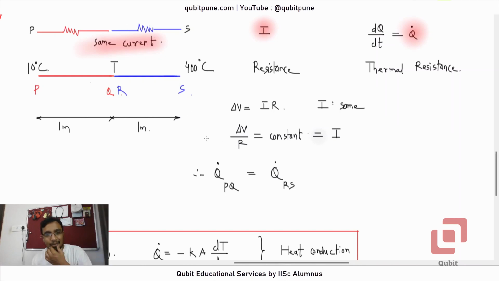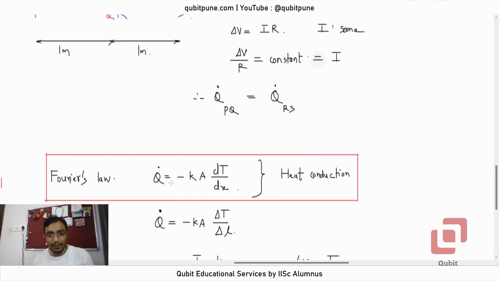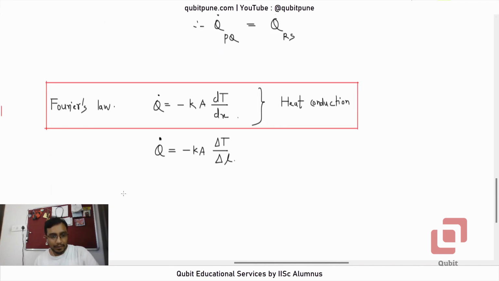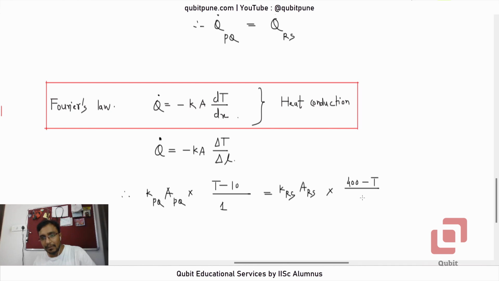The resistances are not the same. The currents are the same. The heat flow rates are the same. So Q dot PQ is equal to Q dot RS. Now that Q dot is negative kappa A dT by dx, let us equate them. Therefore, kappa PQ, area PQ into T minus 10 upon 1 meter equals thermal conductivity of RS, area of RS into 400 minus T upon 1 meter.